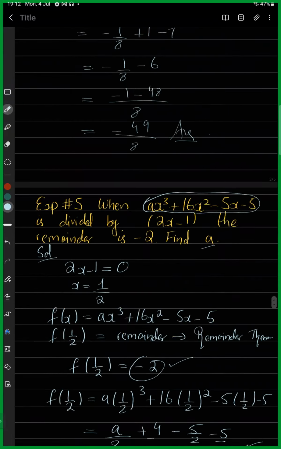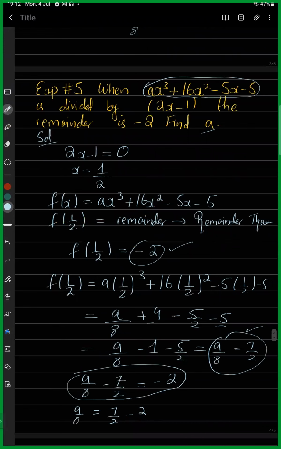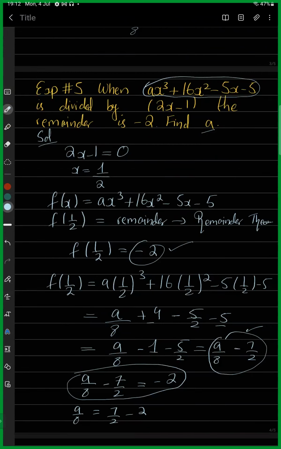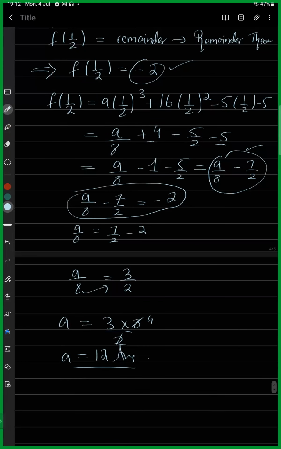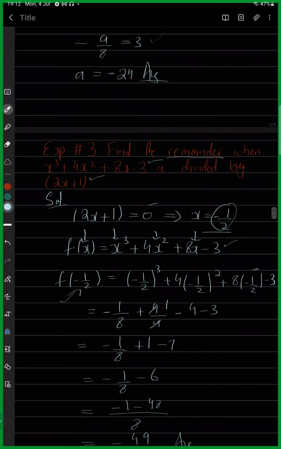And in the end, the question was again solved using the remainder theorem, but we did not find the remainder. So this time around, the polynomial was given, the divisor was given, the remainder was also given, and you had to find the value of a. So again, this was the value of x, this was f of x. Using f of 1 by 2 equals -2, using the equation, I made a the subject and it turned out to be 12. So these were some examples from the remainder theorem.